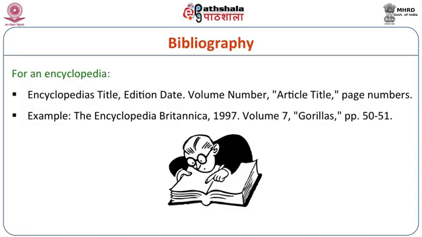For an encyclopedia, you should write first the encyclopedia title, then the edition date, then the volume number, the article title within inverted commas, then page numbers. For example, you can say the Encyclopedia Britannica, 1997, full stop, volume 7, this is the name of the particular title, followed by the page number. There is no use of the name of the writer, because an encyclopedia is an encyclopedia, the writer is not important there.